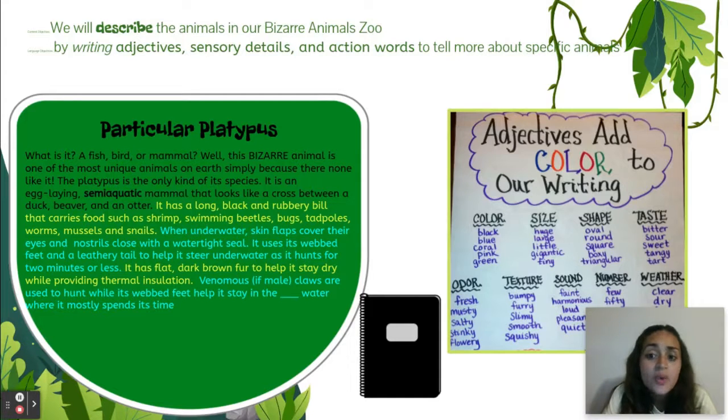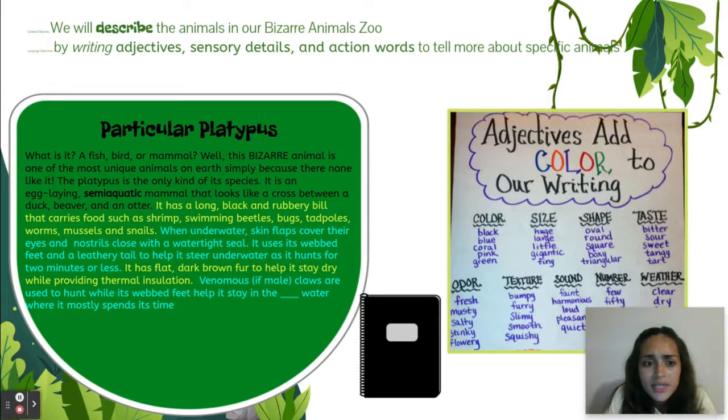Here's an example of what I've added on to my animal sign so that I can make sure I've used descriptive language to help you visualize more about my particular platypus. It has a long, black, and rubbery bill that carries food such as shrimp, swimming beetles, bugs, tadpoles, worms, mussels, and snails. When underwater, skin flaps cover their eyes and nostrils close with a watertight seal.